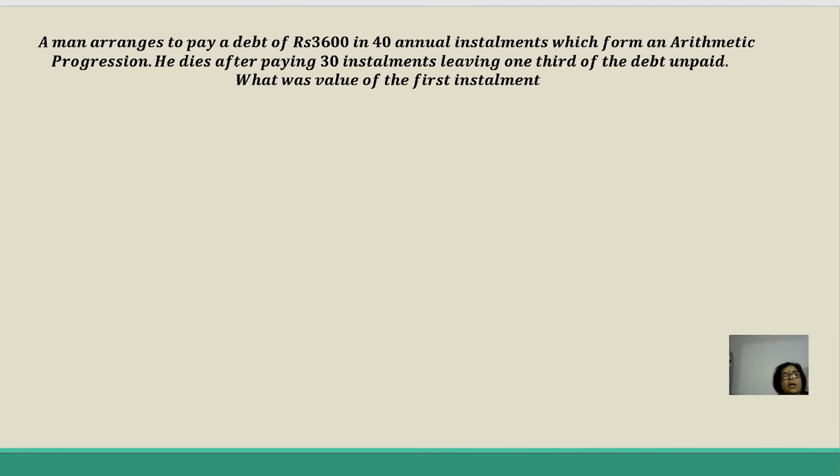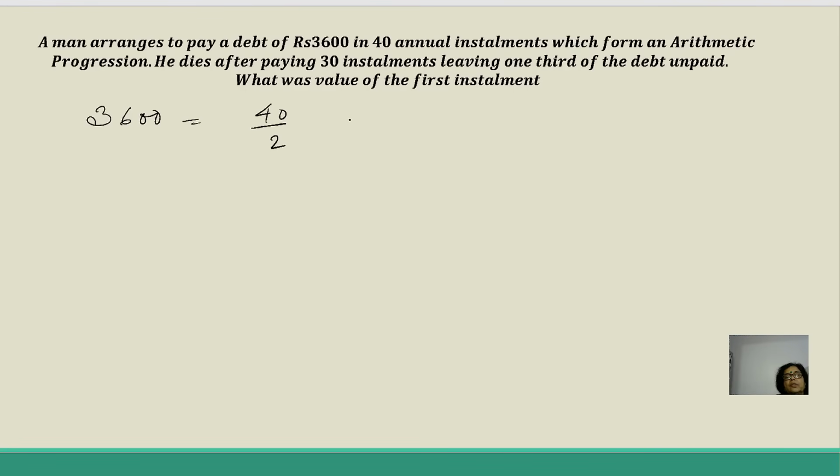Next one is, a man arranges to pay a debt of rupees 3,600 in 40 annual installments which form an arithmetic progression. He dies after paying 30 installments, leaving one-third of the debt unpaid. What was the value of the first installment? So total amount of money that he has to pay is 3,600. He pays this in 40 annual installments.